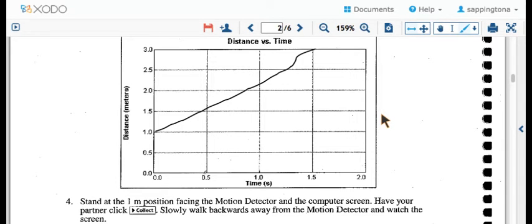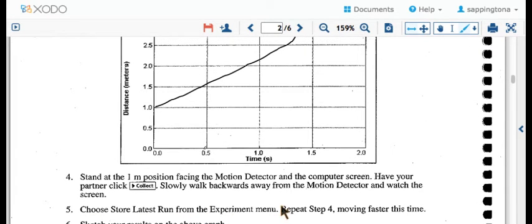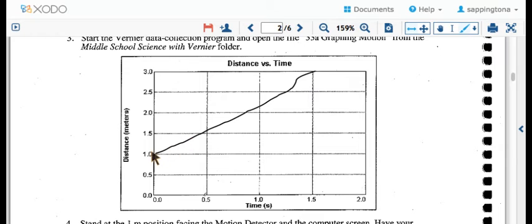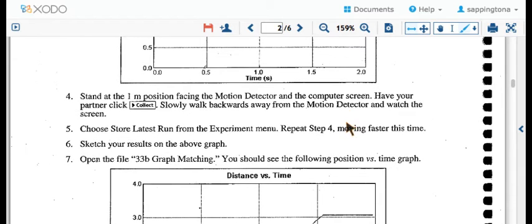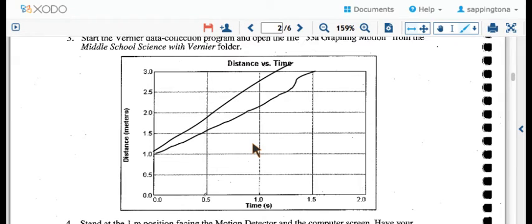If it doesn't look very good, if it's a bad line or a curved line, then just do it again. And remember, walk backwards at a constant speed from the detector. Then hit the Store Latest Run button, and repeat step 4, but this time you're going to be moving faster. Then hit Store Latest Run again. This will stay up, and you will do the same thing, but faster. You're going to sketch your own results, not your partner's, on the graph above. You should have 2 lines when you do that.